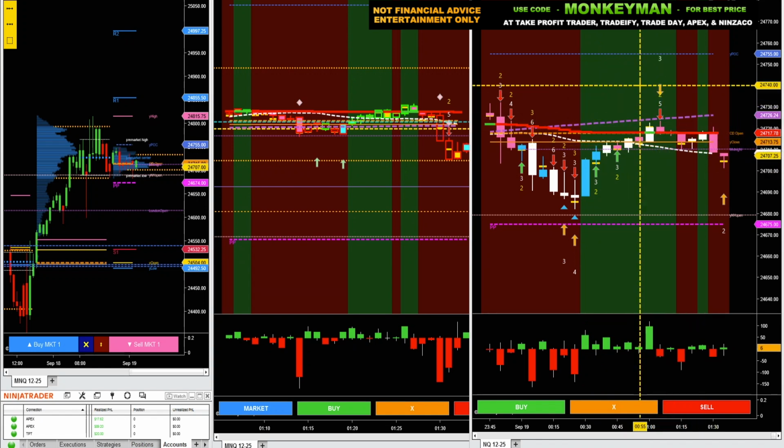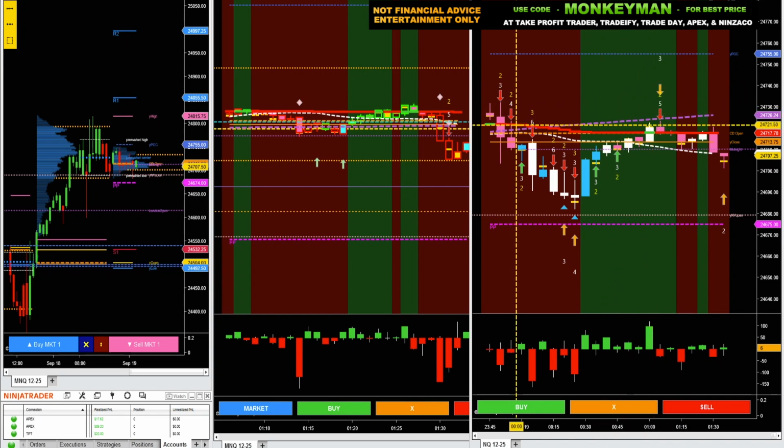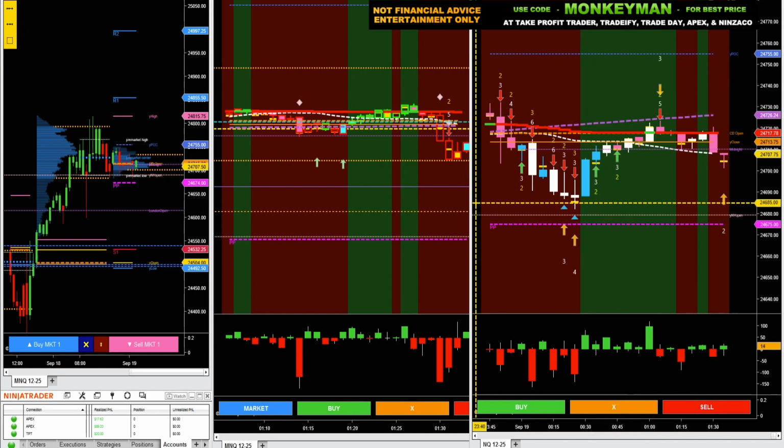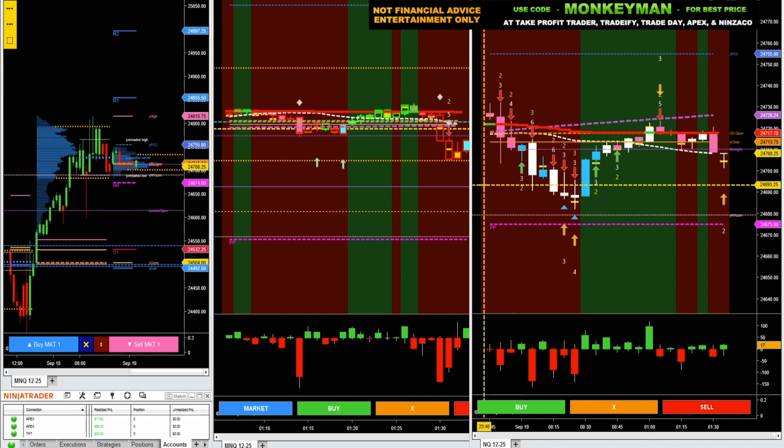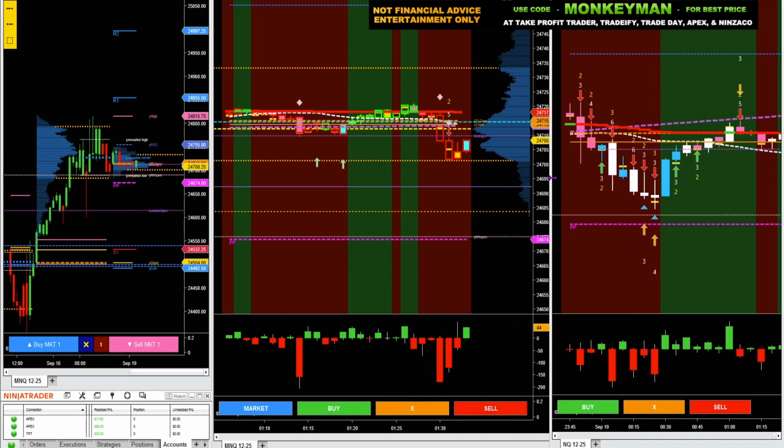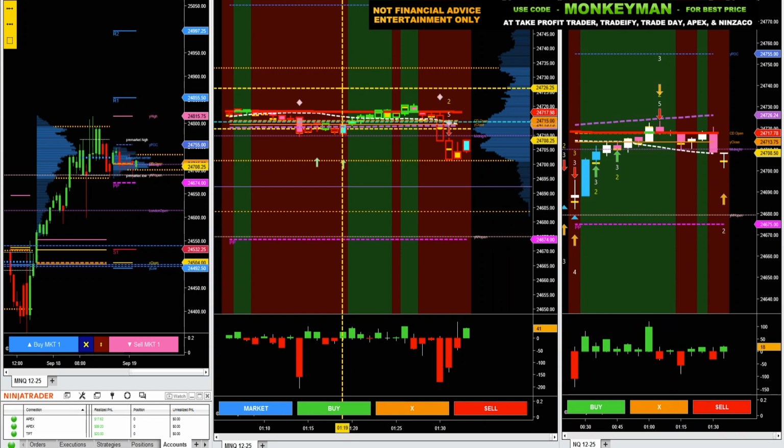Nice little pullback up. Washout and imbalance to the downside. Nice move down. Really been enjoying this polarity indicator on the 5-minute and the 1-minute. On the 5-minute chart, I'm just using the default settings that come with the indicator. On the 1-minute chart, I've got some stronger settings for the washout signals.